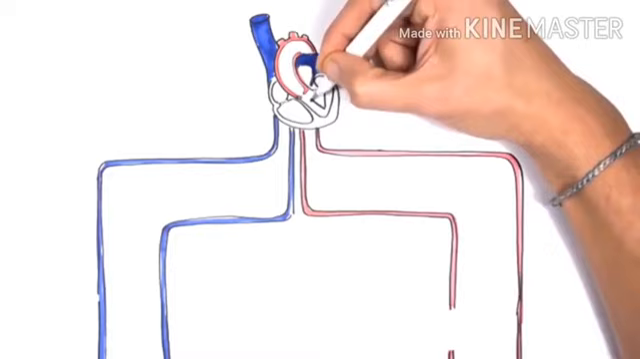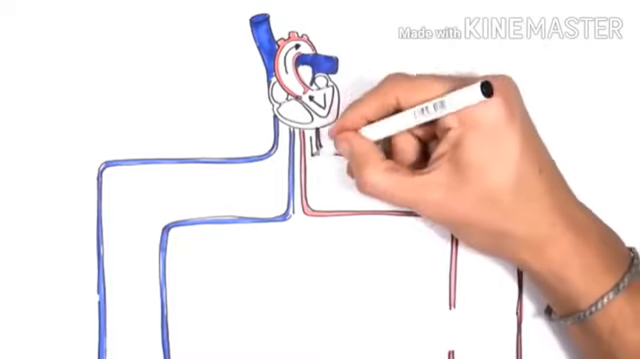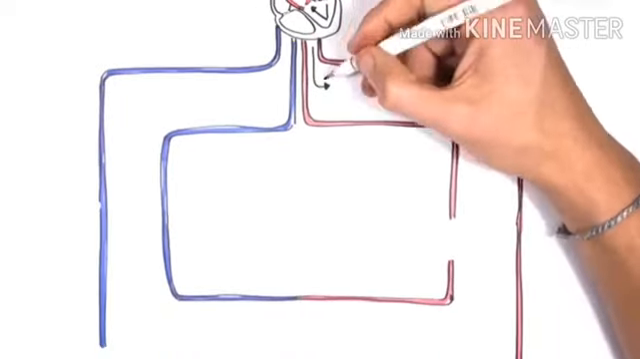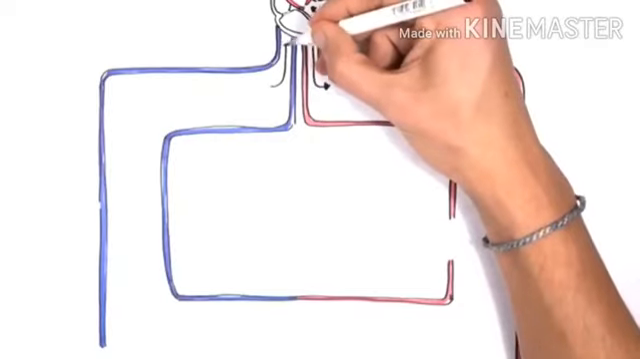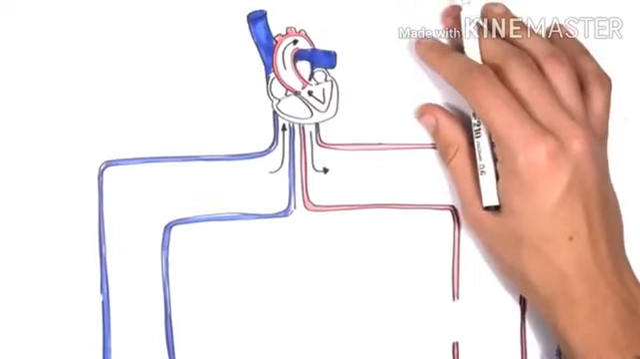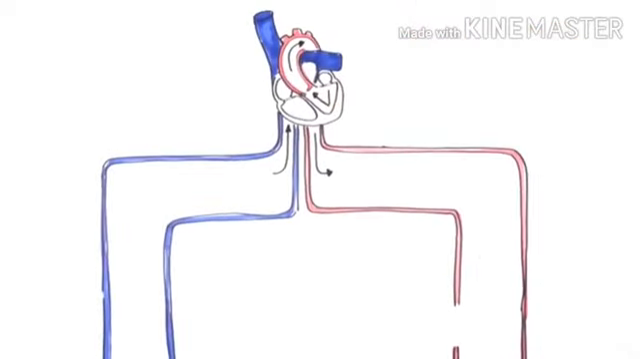The pure blood is pumped from the left atrium into the aorta. From the aorta, the blood passes through the blood vessels, is collected by the veins, and is poured into the right atrium. So in this way, the blood is circulated in the heart.